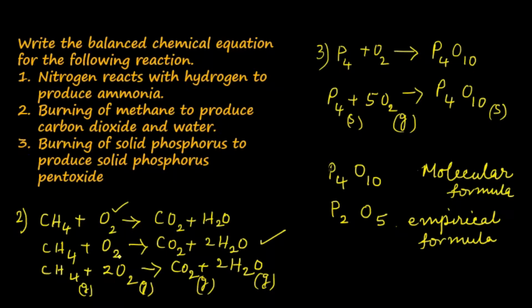Now let us take up oxygen. There are 2 oxygen atoms on the left hand side but on the right hand side there are altogether 4 oxygen atoms: 2 oxygen atoms in carbon dioxide and 2 oxygen atoms in 2 molecules of water. We have to multiply oxygen on the left hand side by 2. So we get CH4 plus 2O2 gives CO2 plus 2H2O.